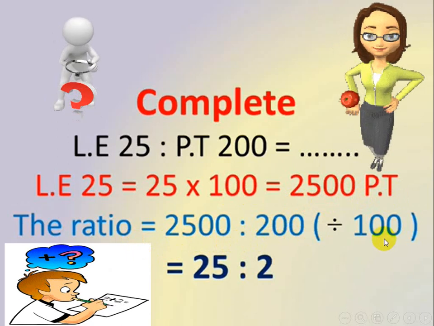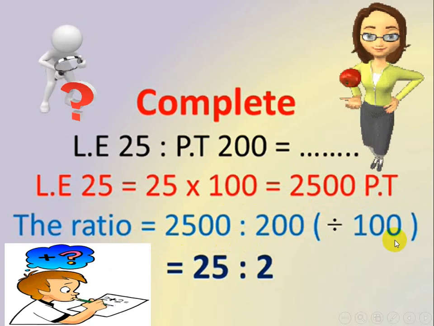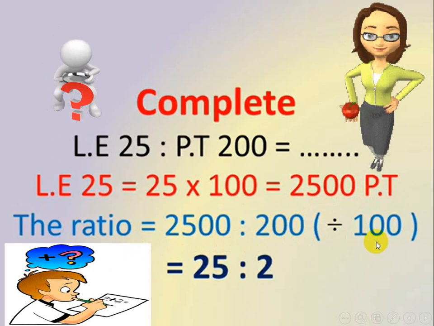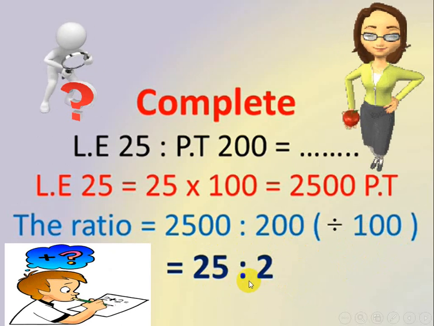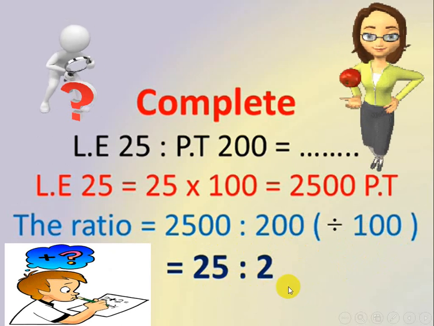They are divisible by 100. I'll write divided by 100. 2500 divided by 100 equals 25. 200 divided by 100 equals 2. 25 and 2 are in the simplest form, so the ratio will be 25 to 2.